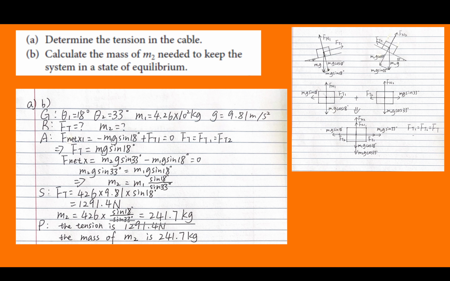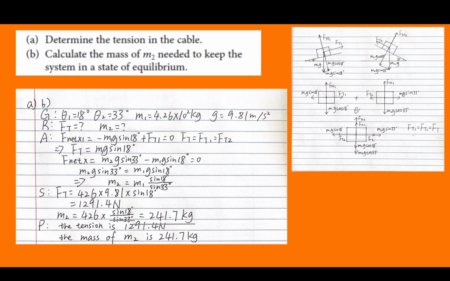I decided to solve questions A and B together and write C separately, because the values are changed in question C. We write the G part, that is what we know from the question. One angle is 18 degrees and the other one is 33 degrees. The mass of M1 is 426 kilograms, and g is 9.81 meters per second squared. Then we write down the things we have to solve: the tension in the cable and the mass of M2.